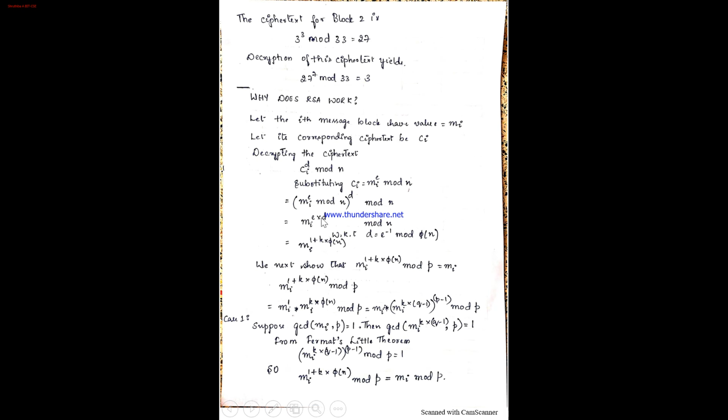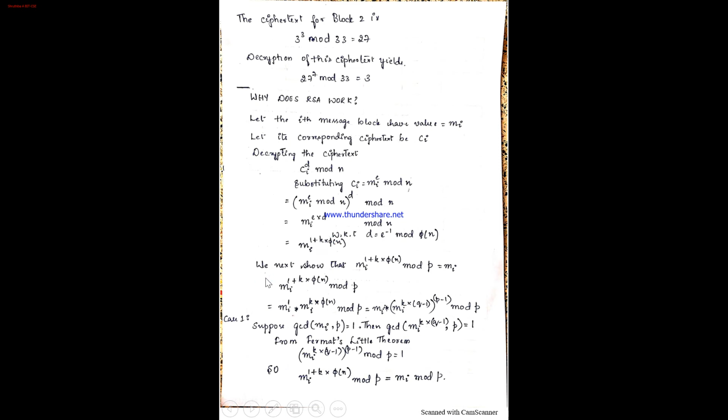So e into d is 1 plus k into phi of n. Okay, k is some integral number. That's it. See here I have written d into e mod phi of n, which is equal to 1. So 1 plus k into phi of n, I can just write. So k could be any integral number, it could be 1 as well.